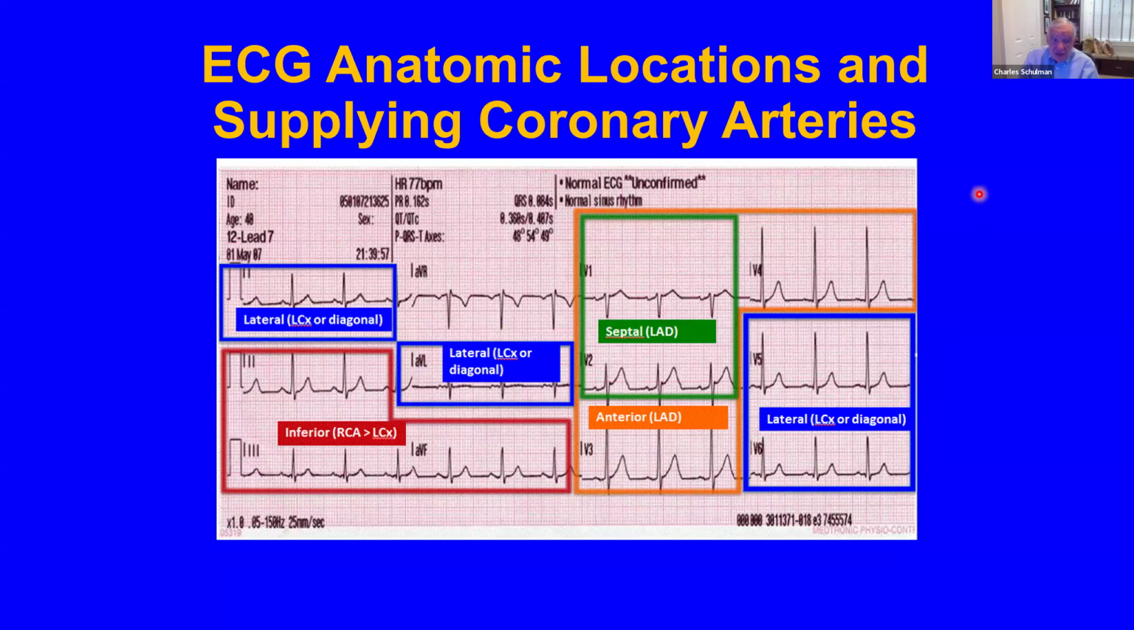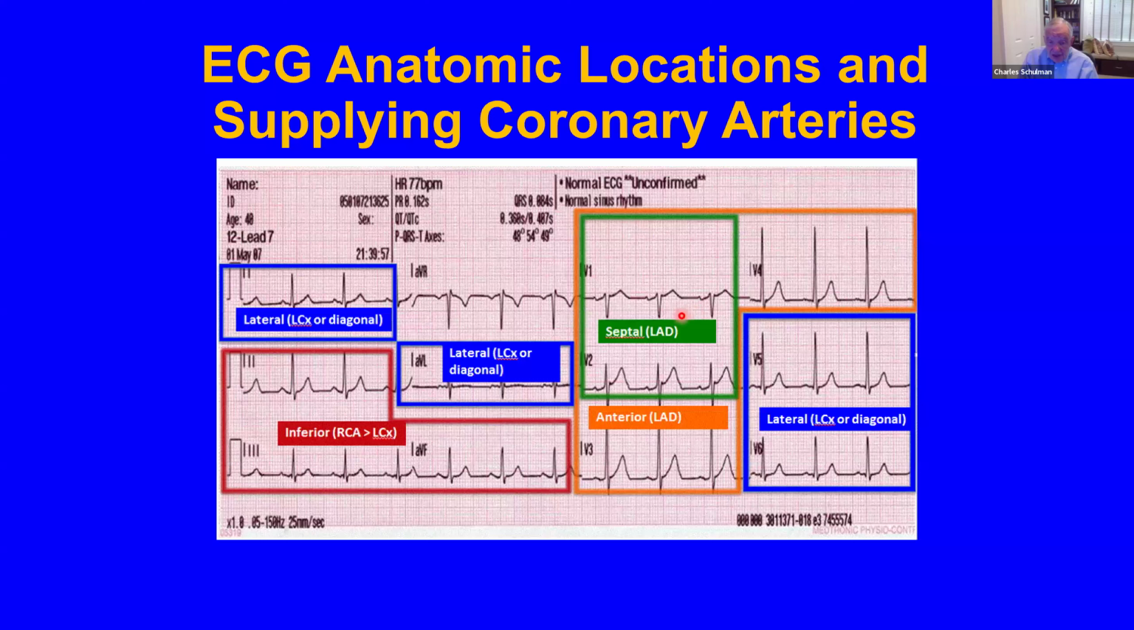Now, you can locate the source of the ischemia based on the ECG leads in which the changes occur, and get an idea of the coronary artery which supplies that area. So leads 2, 3, and AVF are the inferior leads. They're more likely to be right coronary than left circumflex, but the circumflex can cause changes in this area. If the ST segment elevation in lead 3 is greater than lead 2, that's 90+% means that it's the right coronary artery.